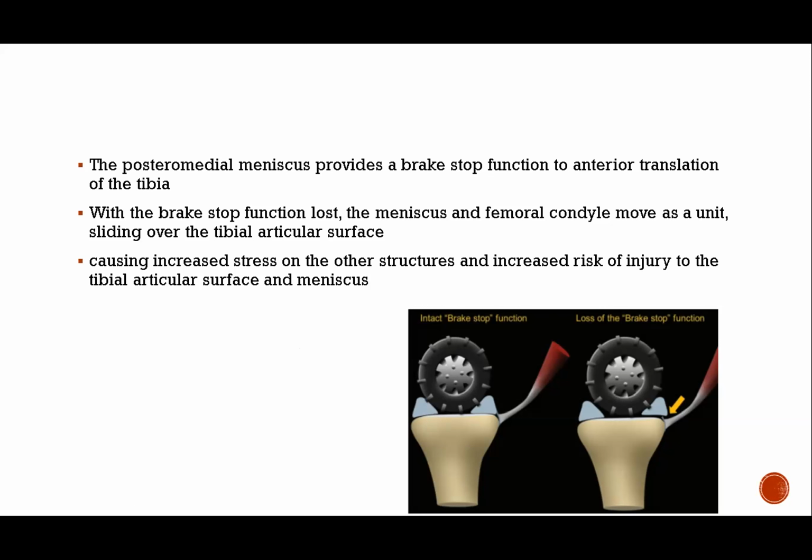Let's imagine this brake stop function is lost. Then the meniscus and femoral condyle move as a unit, sliding over the tibial articular surface, as shown in the picture. The meniscus along with the femoral condyle moves posteriorly, sliding over the tibial articular surface, causing increased stress to other structures and increased risk of injury to the tibial articular surface, meniscus, and other ligamentous structures of the knee.